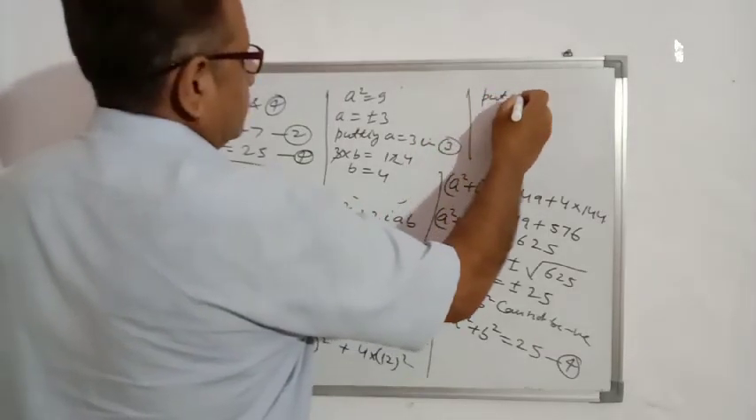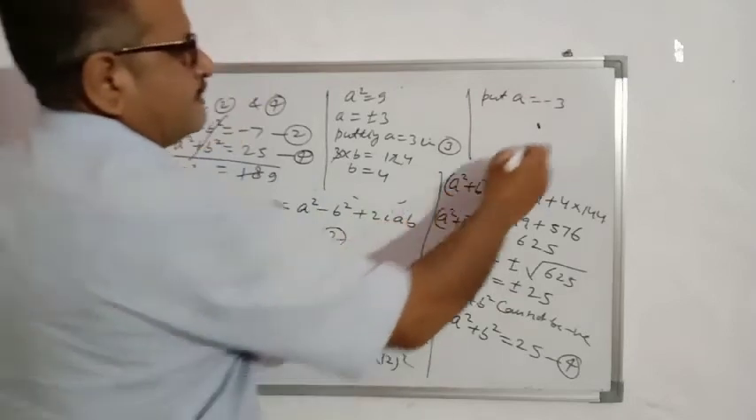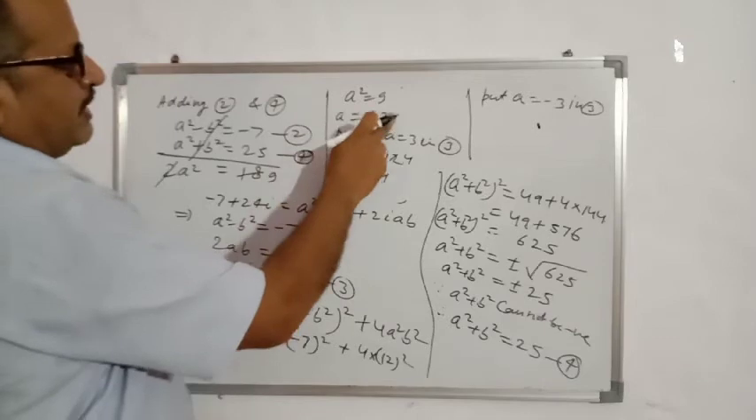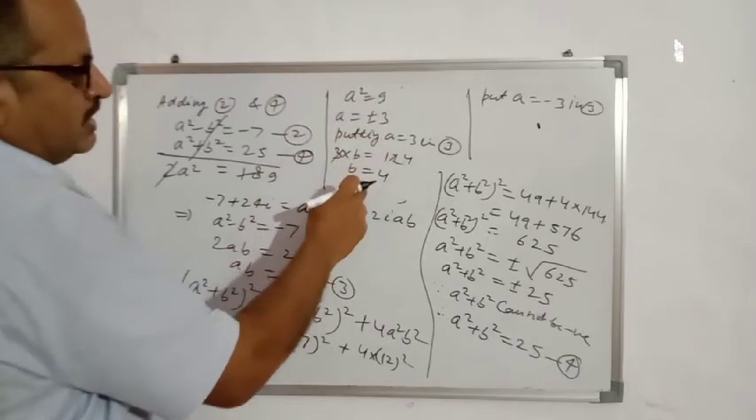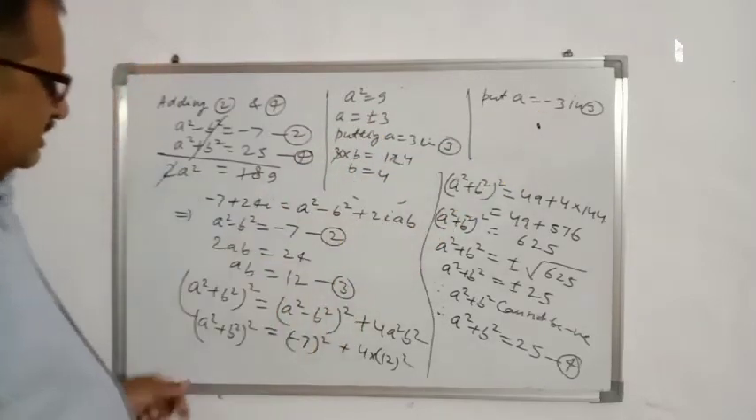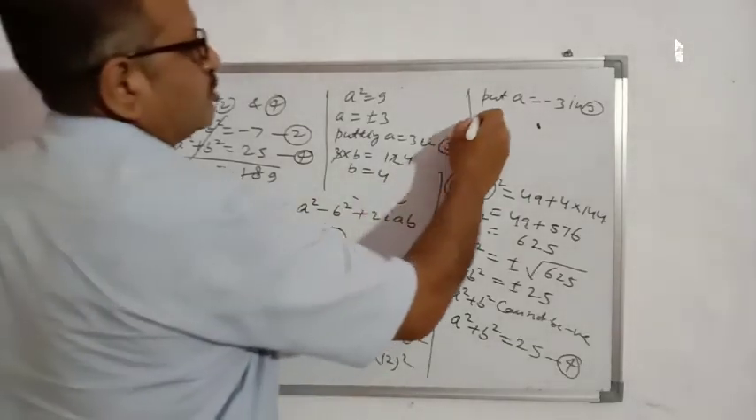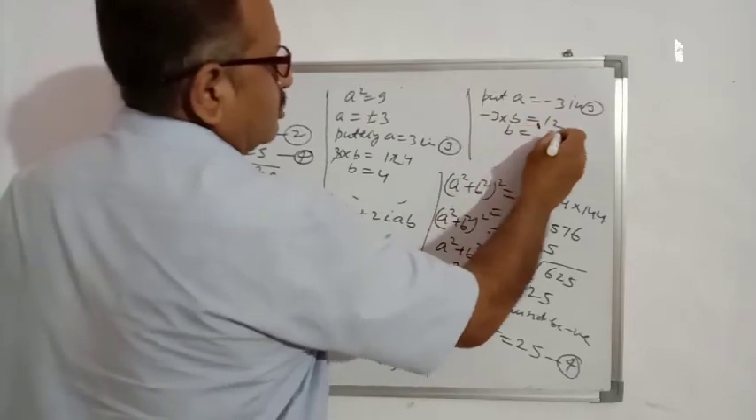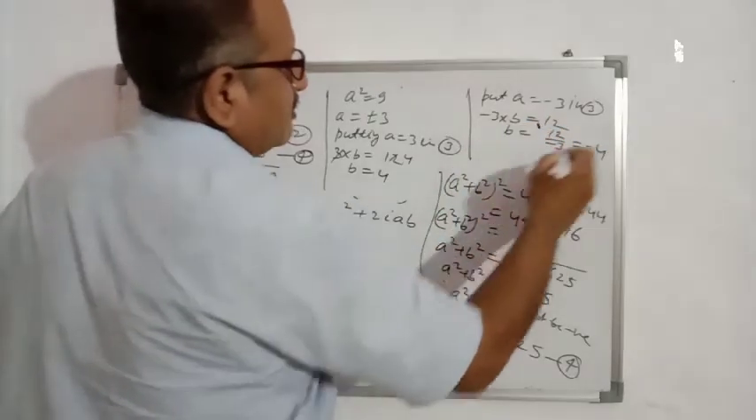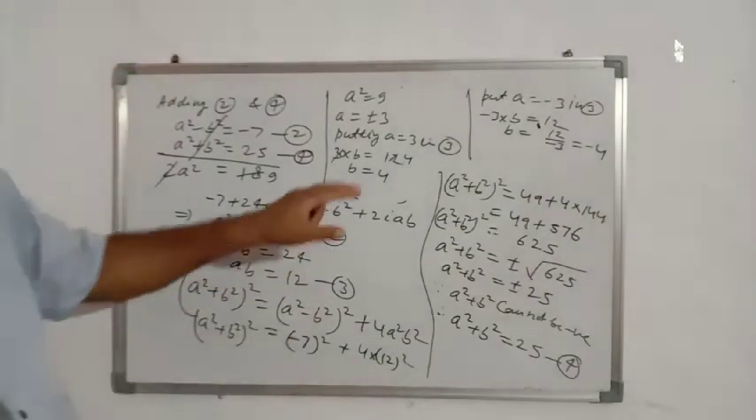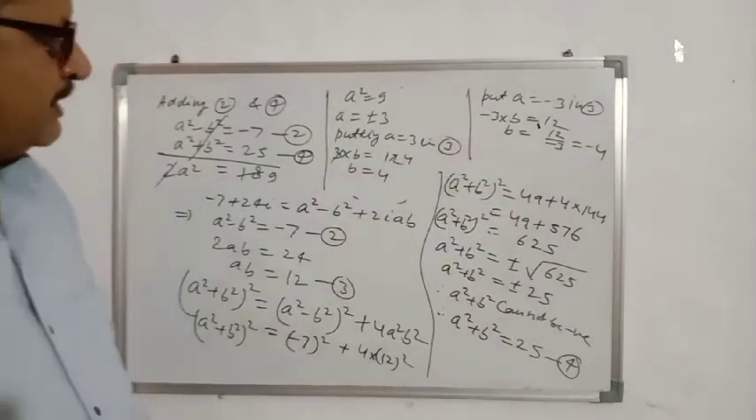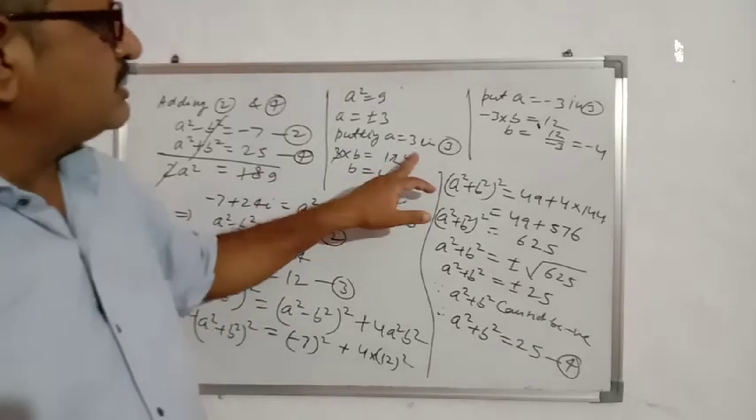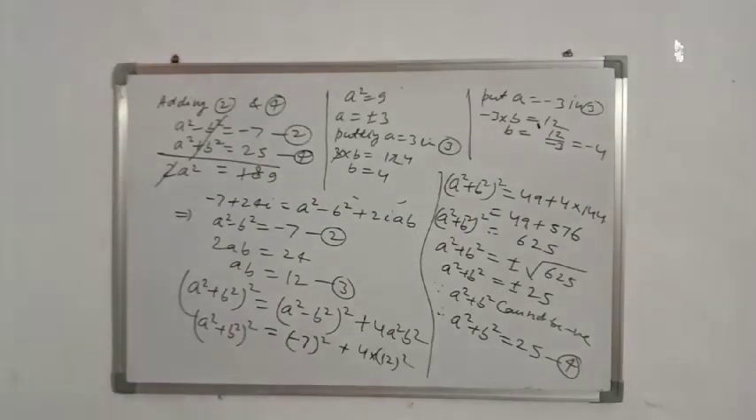Now put a is equal to minus 3 in third. There are two values of a, plus 3 and minus 3. First time put a is equal to 3, then a is equal to minus 3 in third. So minus 3 into b is equal to 12. B will be 12 upon minus 3, so it will be minus 4. So we are getting two values of a and two values of b. If a is 3, b is 4. And if a is minus 3, b is equal to minus 4.